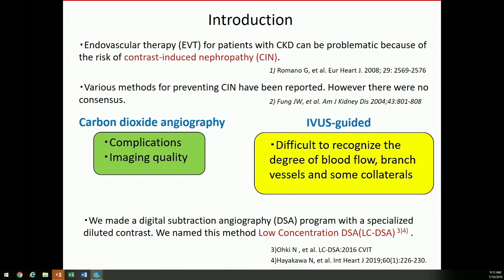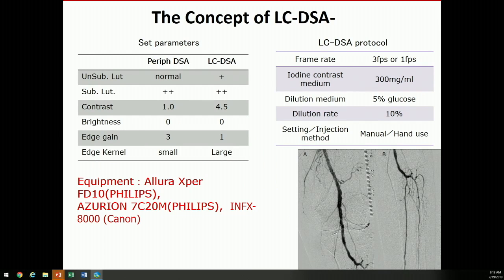So now we made a digital subtraction angiography program with a specialized diluted contrast, and we named this method low concentration DSA, LC-DSA. This is the concept of LC-DSA. We adjusted the DSA parameters like this, a very high contrast and low edge gain because of the noise reduction. And this is the protocol. We use 10% diluted contrast, which is almost equivalent to CO2 angiography. And we injected manually about 5 to 10 milliliters of contrast.